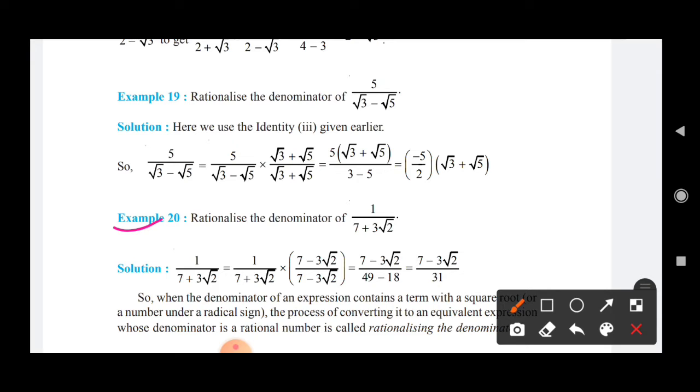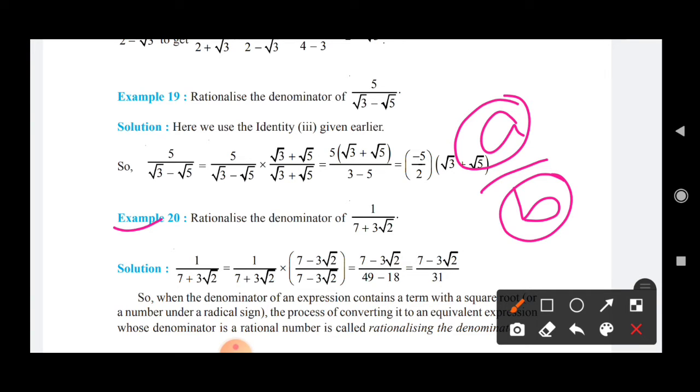You can see here the question is: rationalize the denominator of 1 by 7 plus 3 root 2. This type of question must arise in your exams, so you should know how to rationalize the denominator. Suppose a by b, here a is the numerator and b is the denominator. In this question you are asked to rationalize 7 plus 3 root 2. Since this is irrational, we have to turn it into a rational number. So let's start.